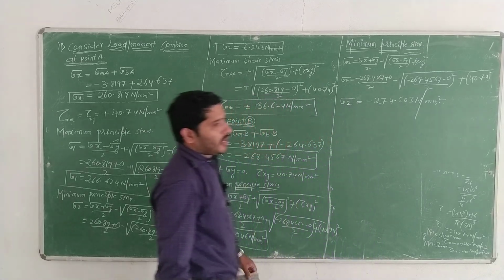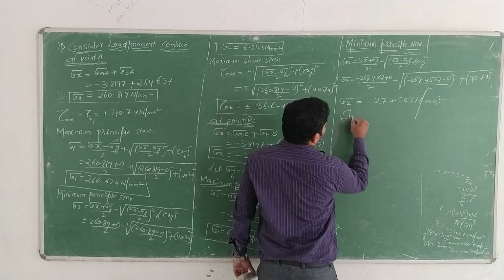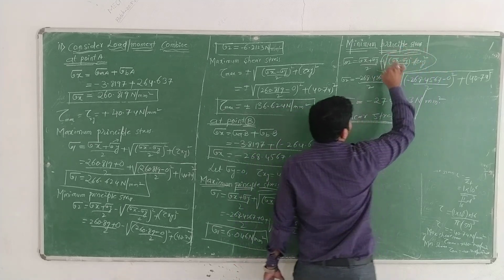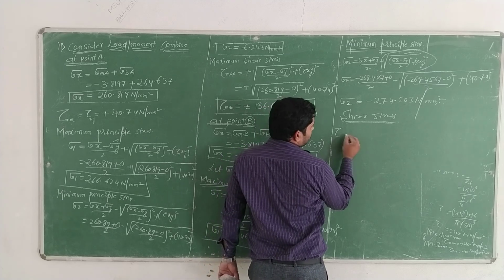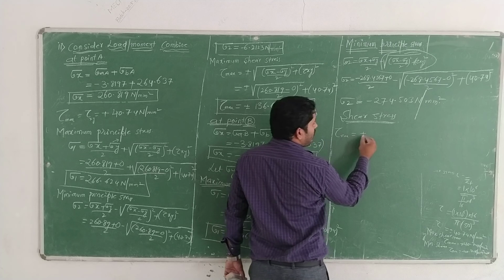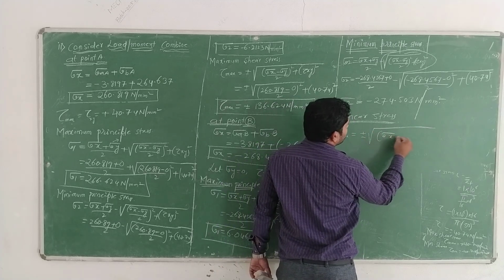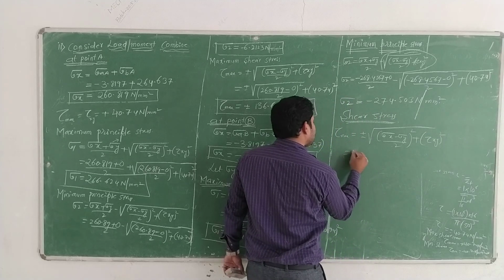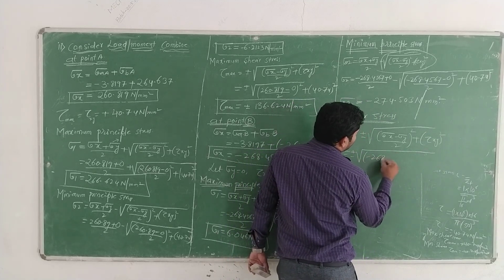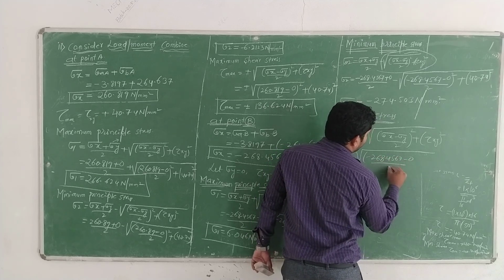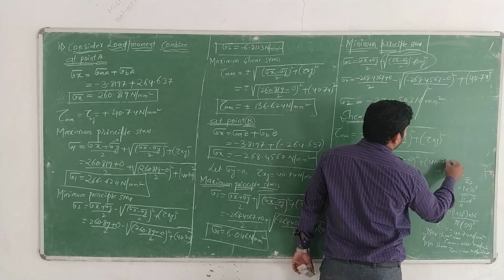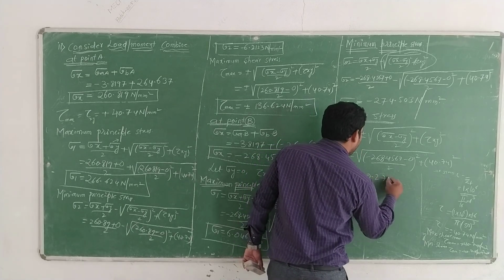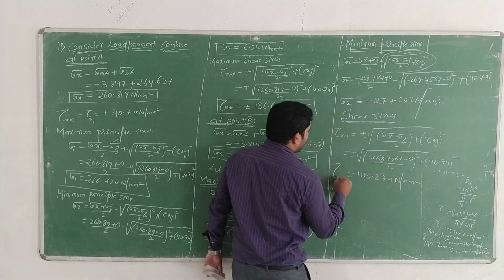Again what we need to find? We need to find out the shear stress. Okay dear, how to find here? The same formula we have to use. For the shear stress you have to use this formula only. Tau maximum equal to plus or minus under root of sigma x minus sigma y by 2 whole square plus tau xy whole square, so sigma x value is minus 268.4567 minus 0 by 2 whole square plus 40.74 whole square. If you calculate this value, then you will get the answer 140.274 Newton per mm square. That is the value of shear stress.